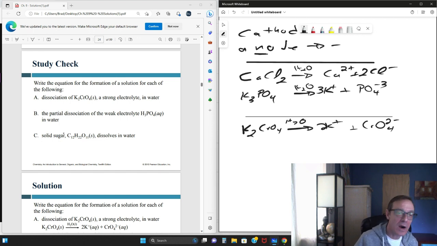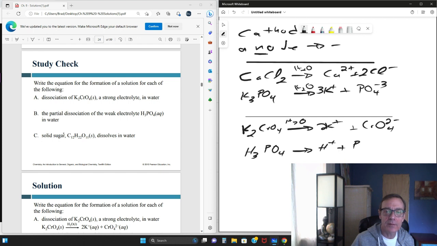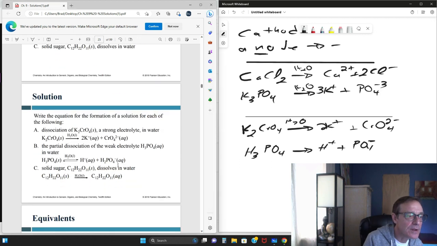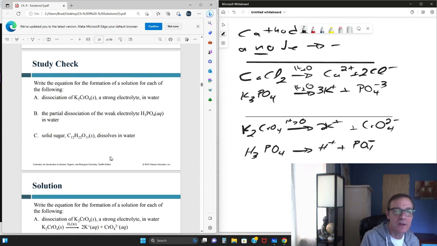Okay, partial dissociation. This one's a little tricky. So it's telling you right out of the gate, this is not going to dissociate completely. It's going to be a weak electrolyte. PO4 balances that out. No, let me check that one. How did they want to say that? Yeah, so weak electrolyte, not a strong dissociation.